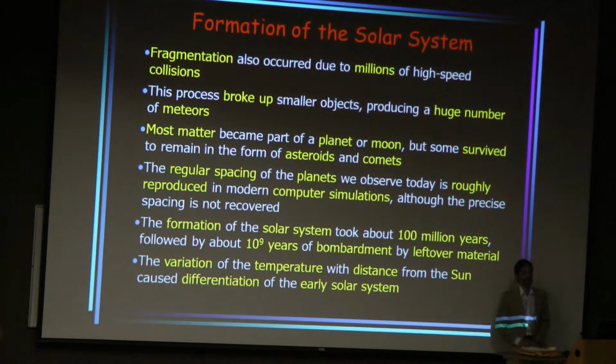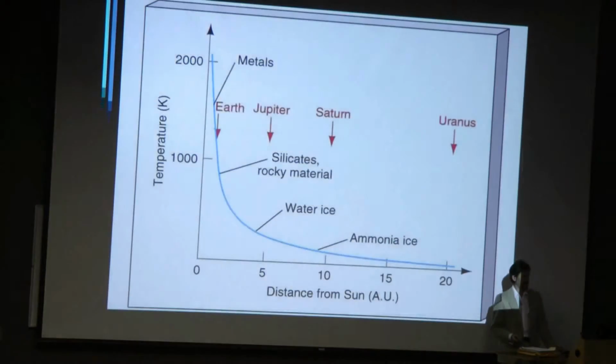Okay, so the regular spacing that we see when we look at our planets and even some other solar systems is recovered in computer simulations, but not the precise spacing that we see in our solar system, but something that looks sort of similar. And again, we see a period of pretty rapid formation of planets, followed by about 1 billion years to clear out the debris that's left over. We've talked about differentiation of the solar system again.